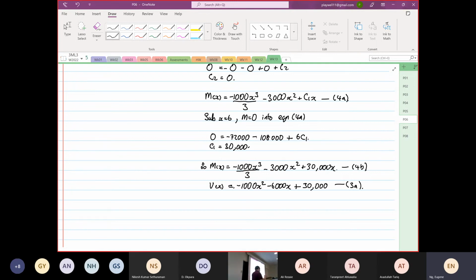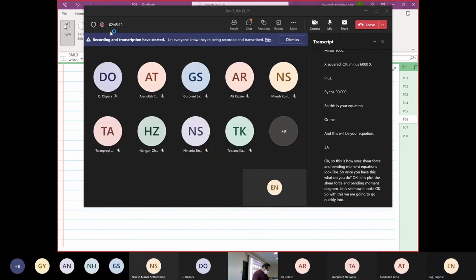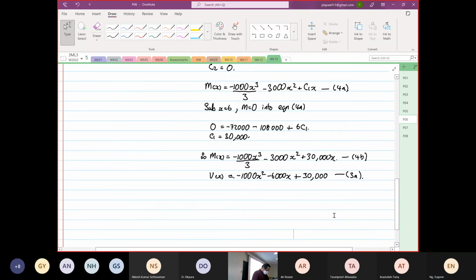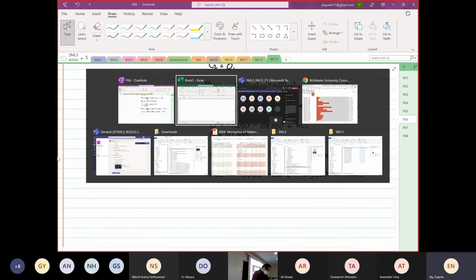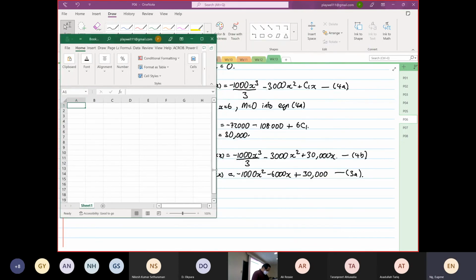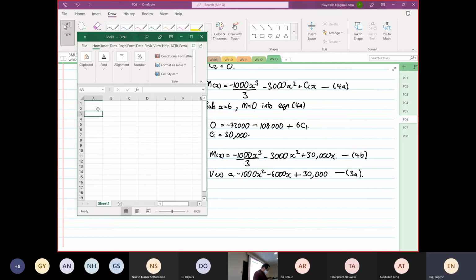So once you have this, what do we do? Okay, let's plot the shear force and bending moment diagram. Let's see how it looks. So with this, we are going to go quickly into Excel. We are going to plot the equation. We're going to plot the shear force diagram.